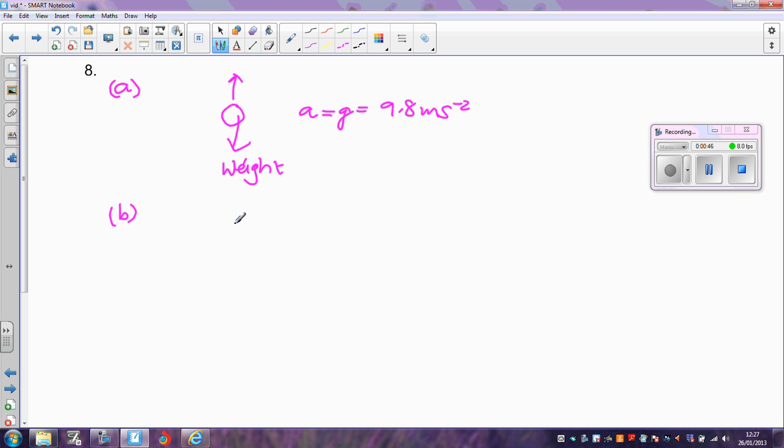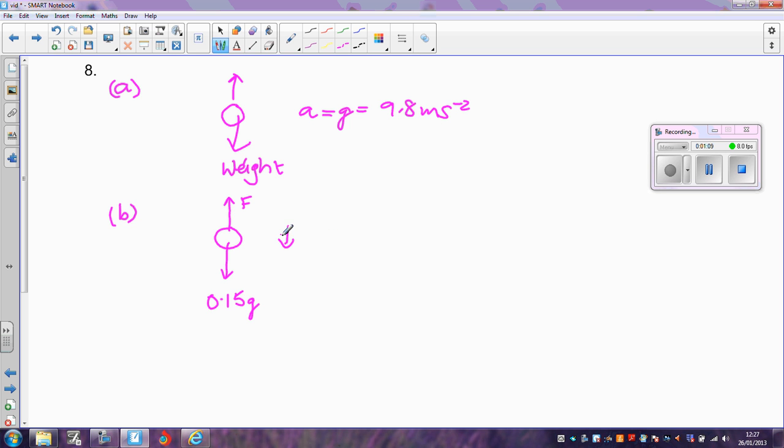Right, what they now say to us is that the ball bearing has mass 0.15 kilograms. In other words, its weight is 0.15 g newtons. And it's released from rest, and we're told that there is some sort of resistant force. Let's call that force F. After 0.6 seconds, it's fallen 1.53 meters.